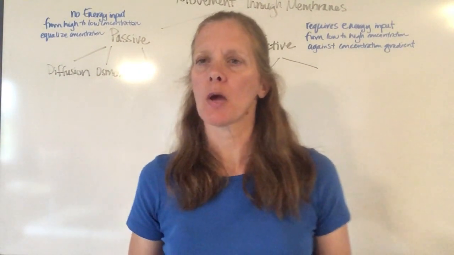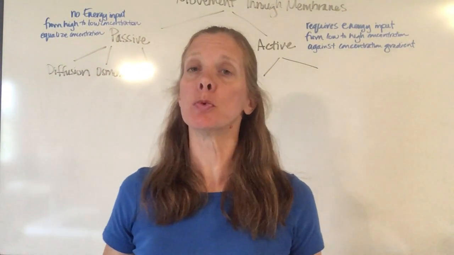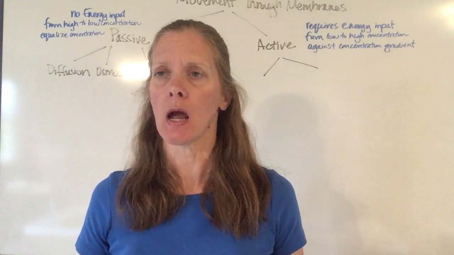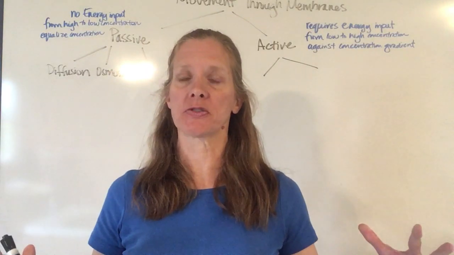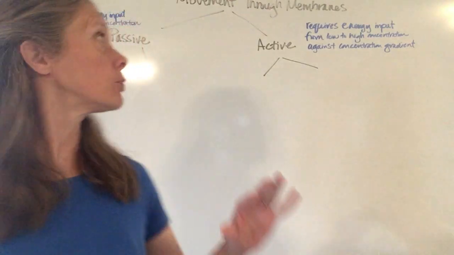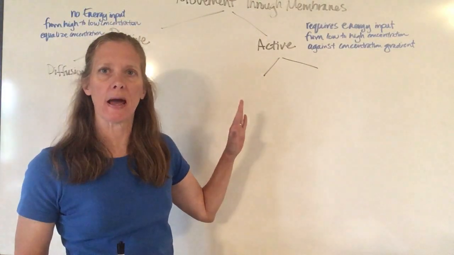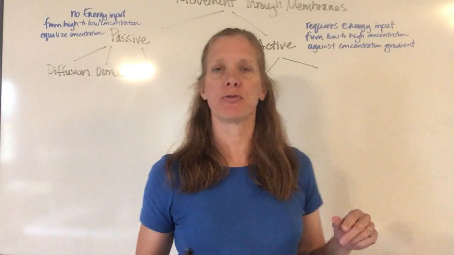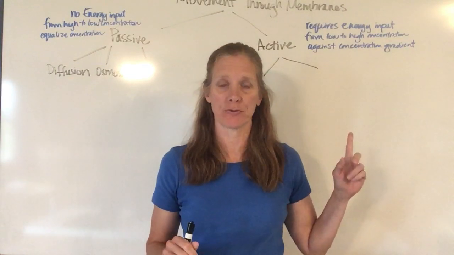Okay, we're going to finish up our discussion of how things move through cell membranes today. We're going to go back to our big overall scheme of how this works. If you recall when we first started this, we said that movement through membranes can happen one of two ways. It can happen through either passive transport or active transport.